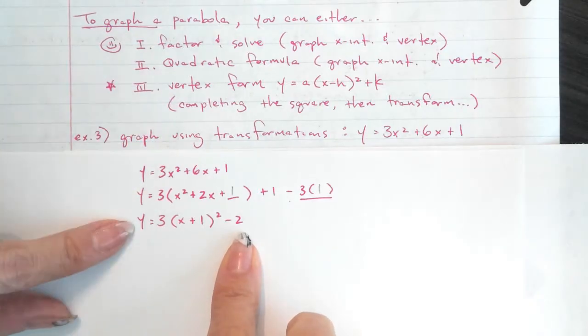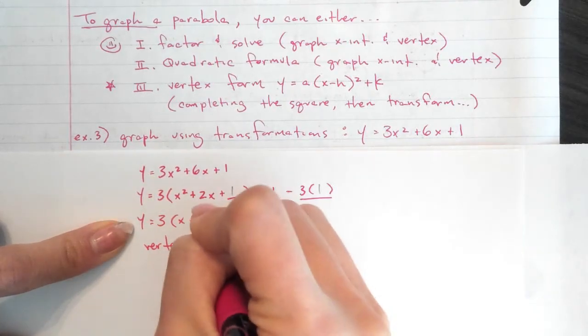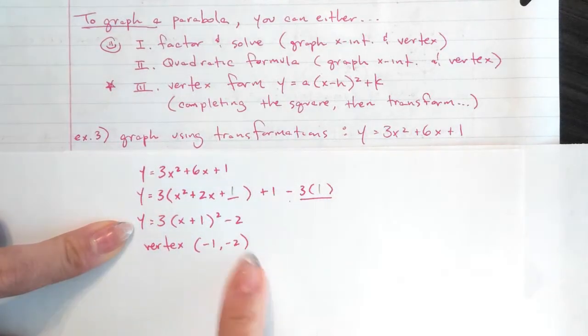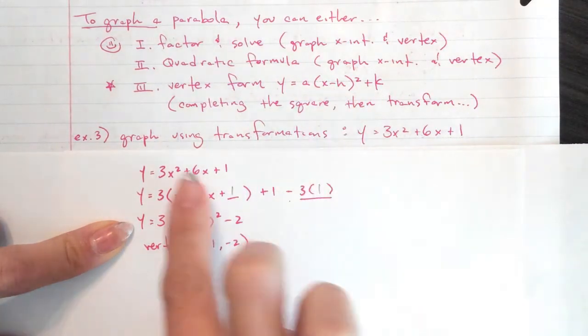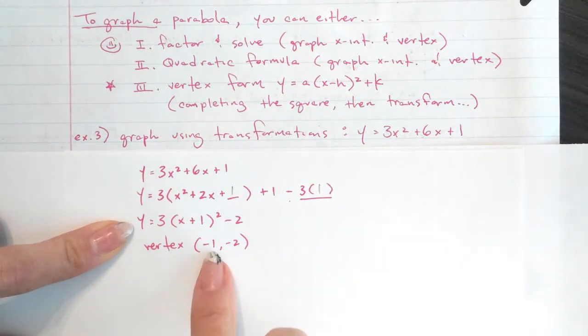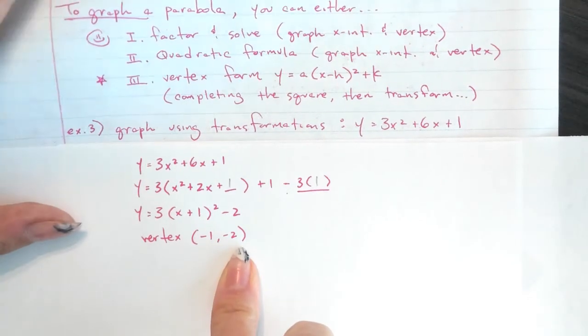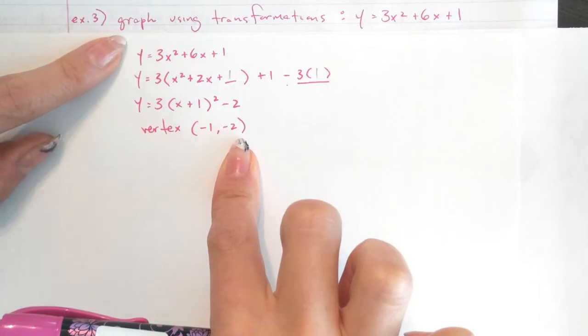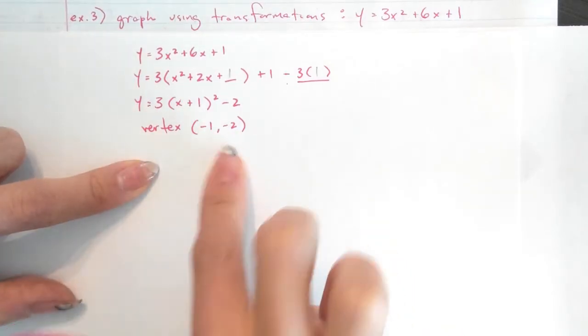So this would be vertex form, which means that my vertex is negative 1 comma negative 2, because remember x is y. So really the one next to the x is a liar. So negative 1 comma negative 2. And then you can do this a couple different ways. It says to use transformations. I'm going to remind you what it looks like when you use transformations, okay?